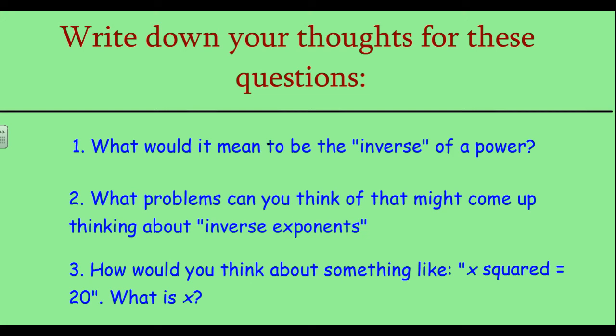The second question that you can ask yourself is, what problems might come up when we talk about inverse exponents? I mean, with multiplication and division, we can multiply by 5 and divide by 5. We can multiply by 2.83 and divide by 2.83. Is there anything that might be strange if we try to do that with, say, squares? And then the last one is, how would you think about something like x squared is equal to 20? What might x have to be? What's difficult about it? How could we start to understand what this is?